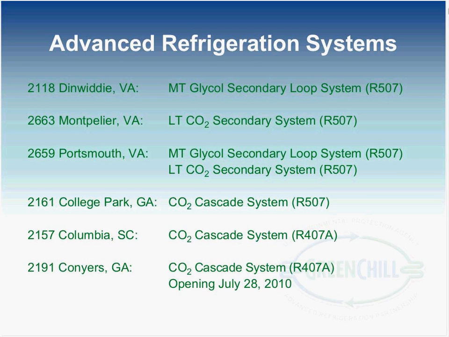In 2009, we opened up our first CO2 Cascade system, where we had CO2 providing refrigeration to both the medium and low temp systems by utilizing a primary refrigerant of 507. That same year, we opened up a secondary Cascade system with our primary side being R407A. Again, 2191 that opened up yesterday, the primary side is R407A.